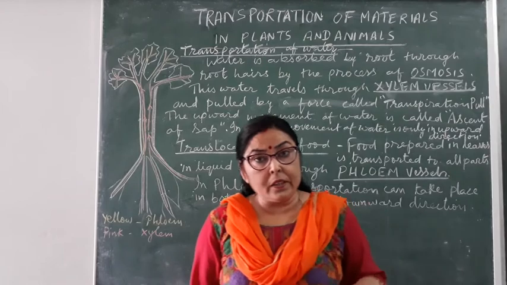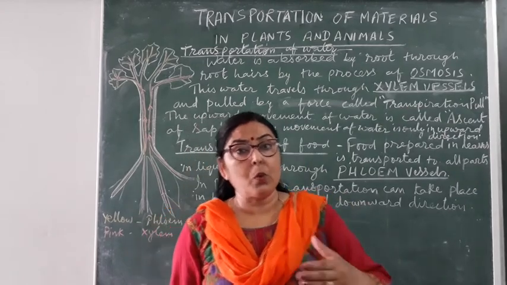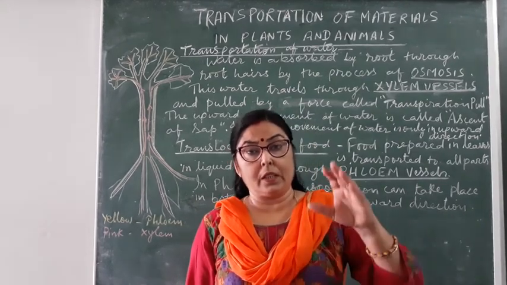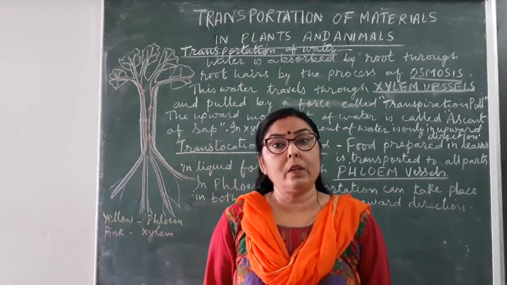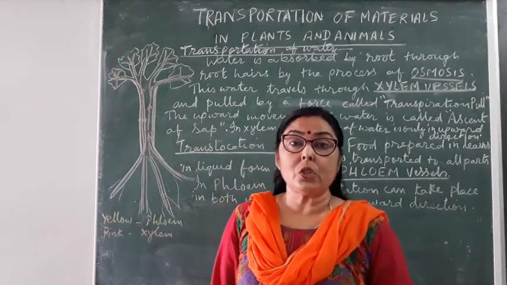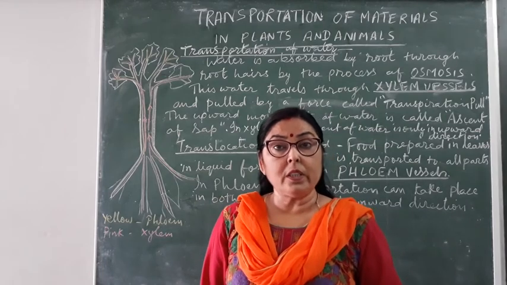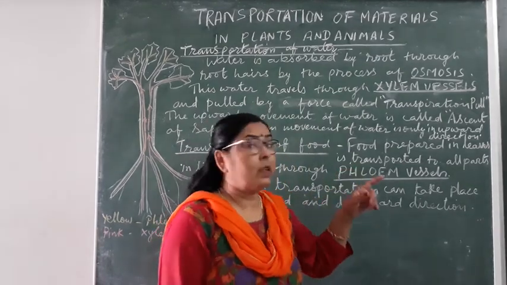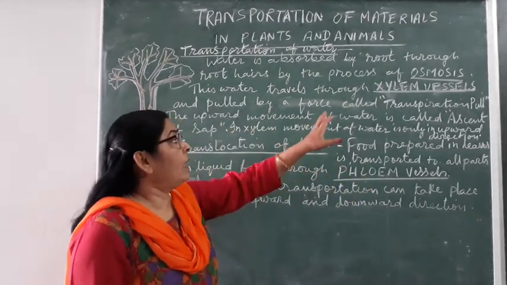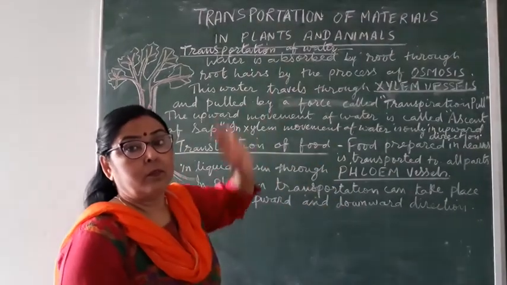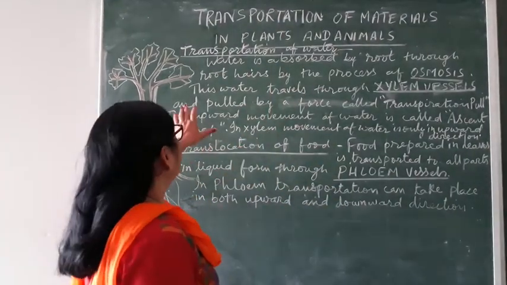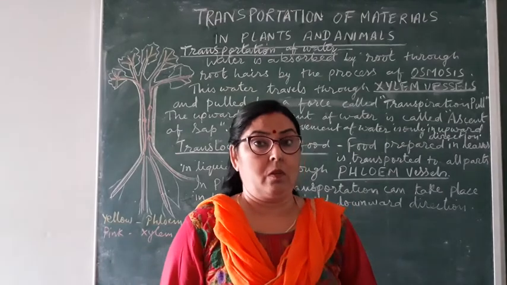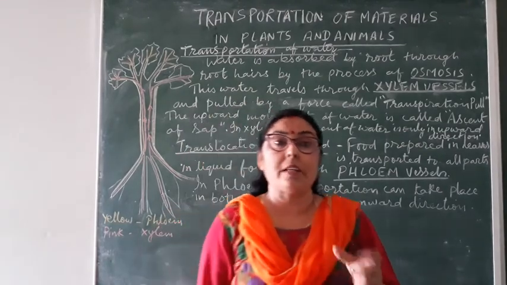So when water enters the root, it is transported to the stem, and the stem is mainly responsible for the conduction or transportation of water upwards. Water has to reach the leaves because water is an essential component for photosynthesis. So this water enters the xylem, and through the xylem vessels it is conducted. This water is pulled by a force which is called transpiration pull.